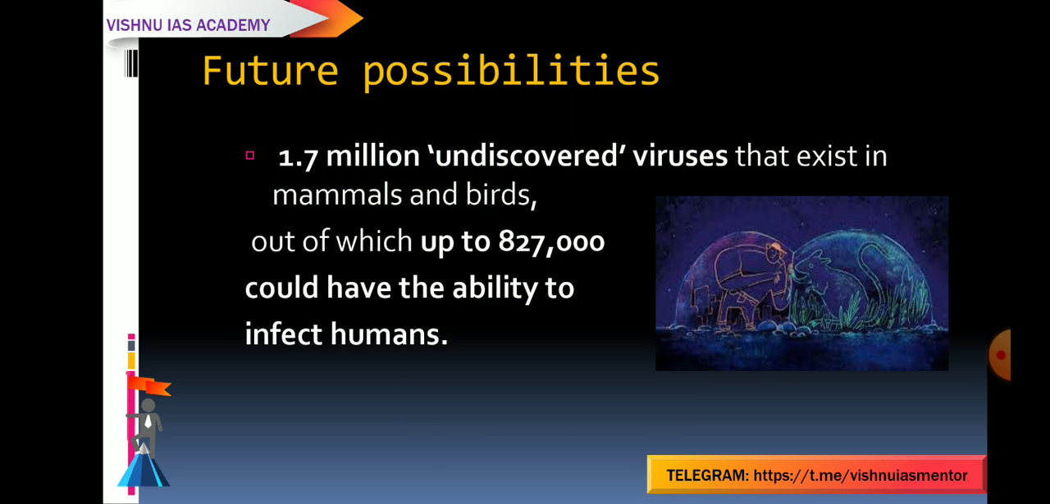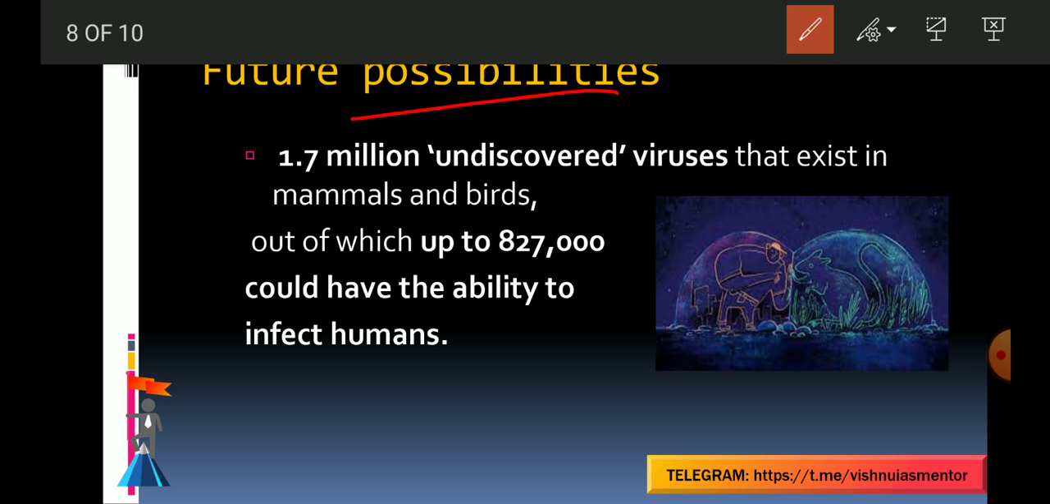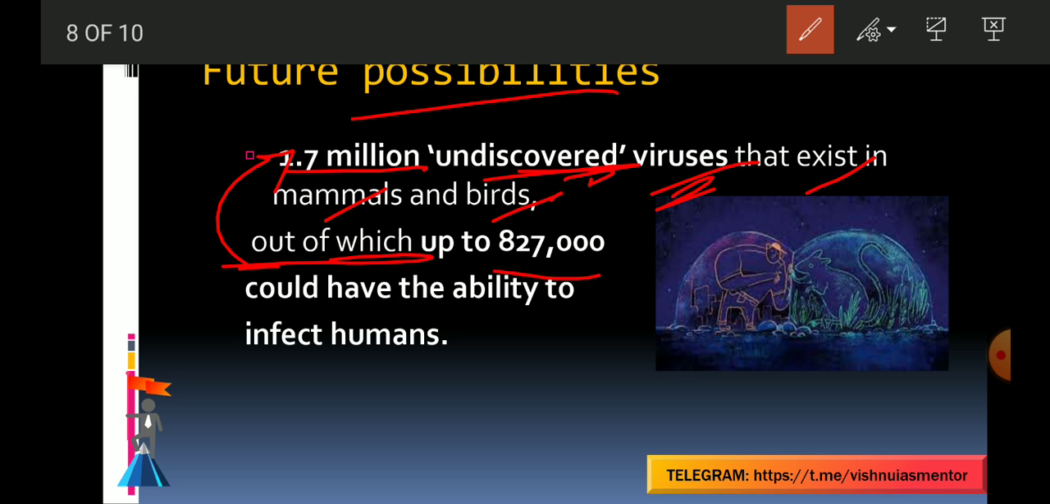And future possibilities. Currently, 1.7 million undiscovered viruses exist among mammals and birds, and out of these 1.7 million, 827,000 have the ability to infect humans. Okay, this is the report published by IPBES.